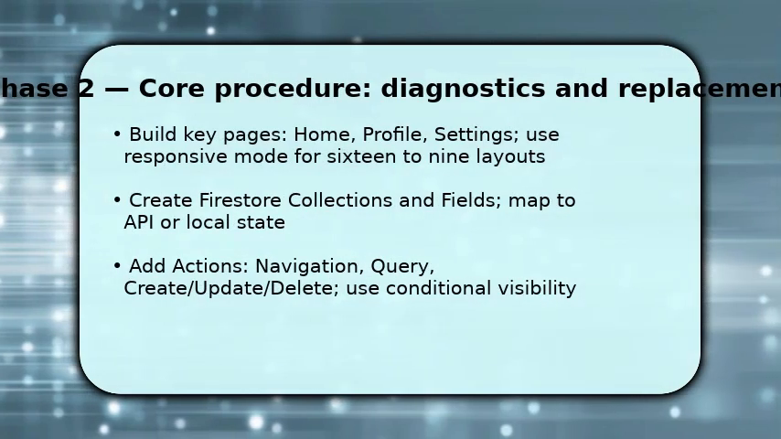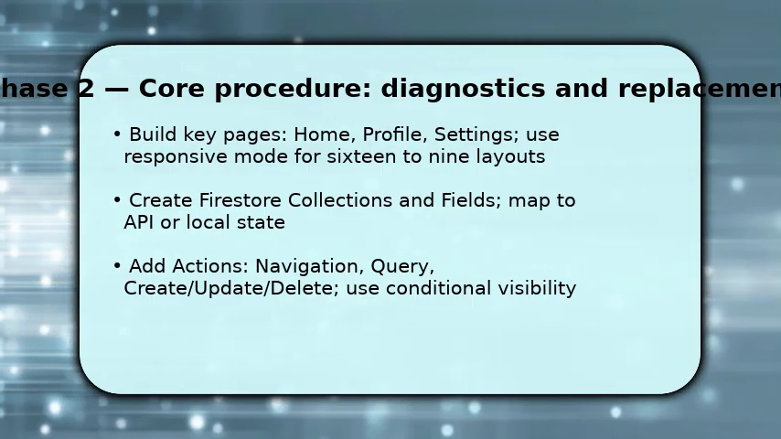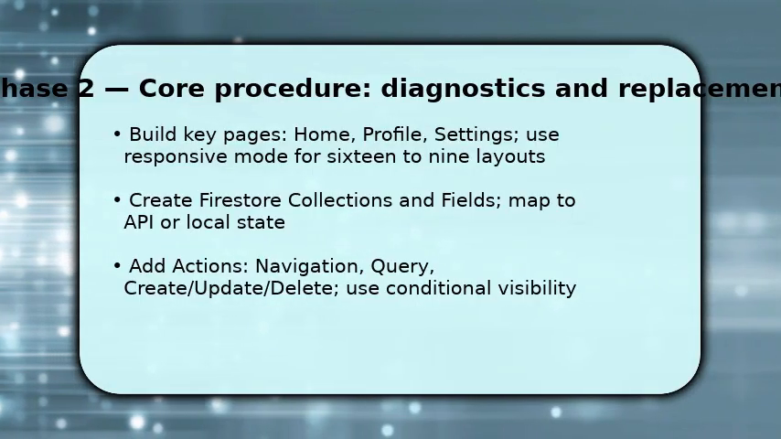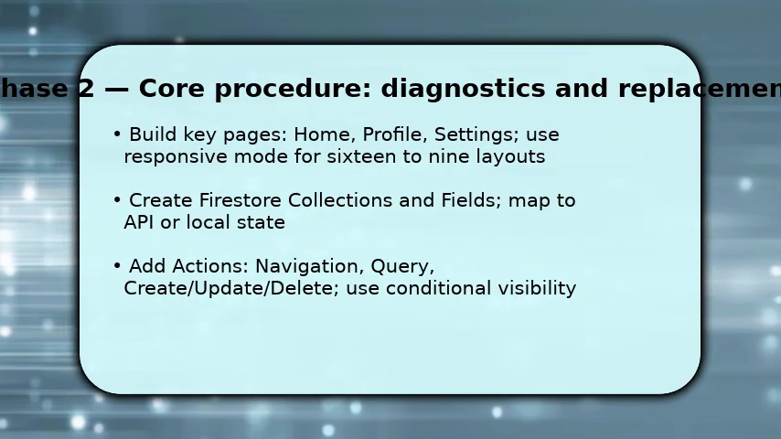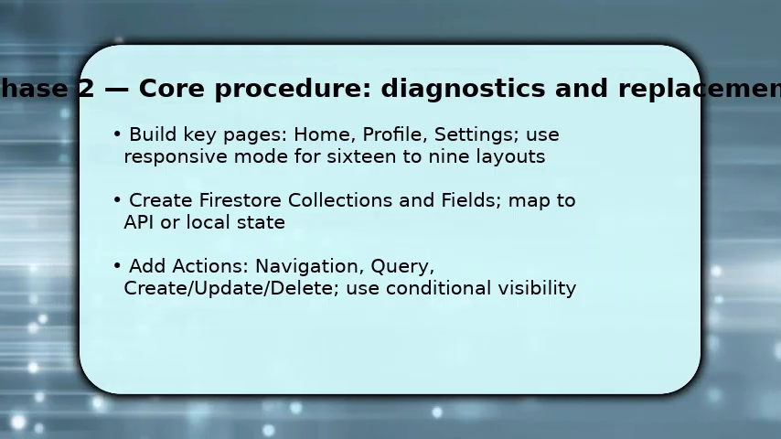You now design screens and connect data models so the app behaves. Start by laying out home, profile, and settings pages. Use responsive mode to handle 16:9 and mobile. Then, create Firestore collections and fields that mirror your UI components. This mapping drives lists and detail views.